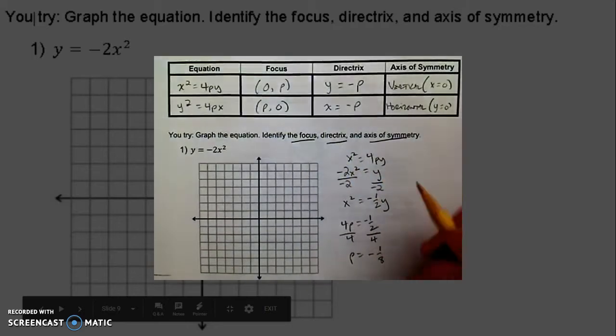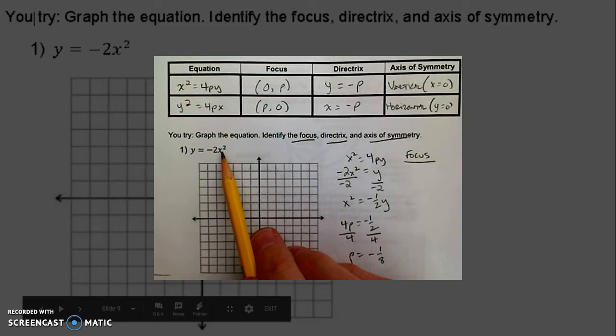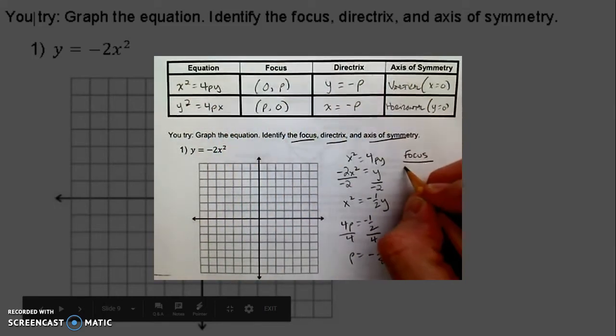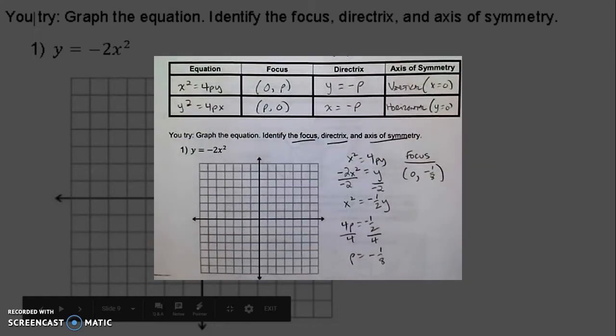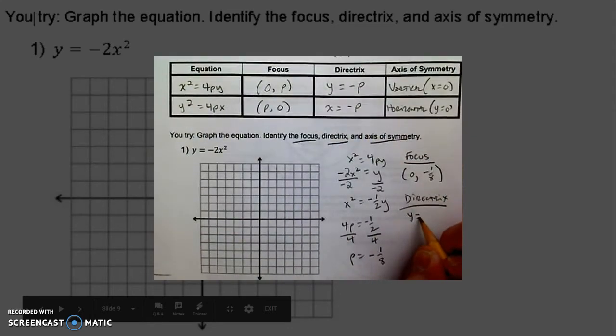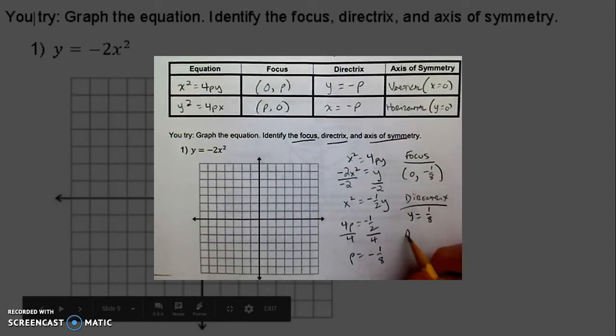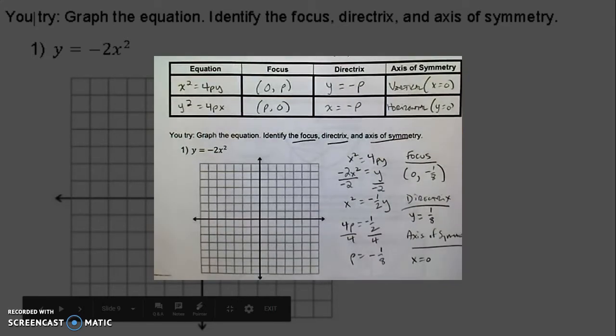Excellent. So now let's identify the focus. So when it's x squared equals 4py, my focus is the point 0, comma, and then whatever p is. So that's negative 1/8. The directrix happens at the line y equals the opposite of p, so the opposite of negative 1/8 is positive 1/8, and the axis of symmetry, it's a vertical line, and in this case x equals 0.